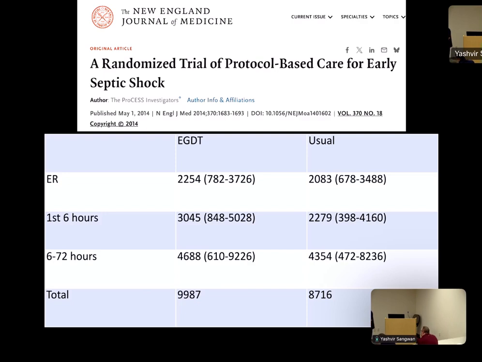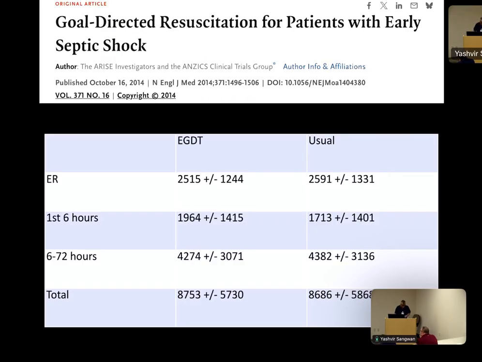We are looking at volumes that we don't give now. This was definitely a fluid liberal strategy. And you think it just happened with this one? The ARISE investigators, same thing. 2 liters, 2.5 liters before. About 2 liters within the first 6 hours. 4 liters between 6, and that's a lot of fluid. But their mortality was 18%.